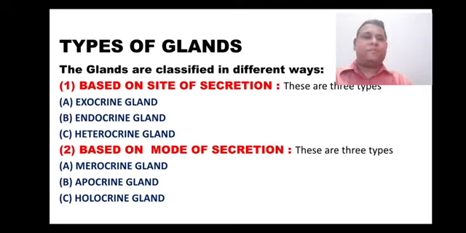Heterocrine glands. These glands which have dual functions, secretion of hormones and some other functions, are called heterocrine glands. Examples: pancreas, testes, ovaries, etc.